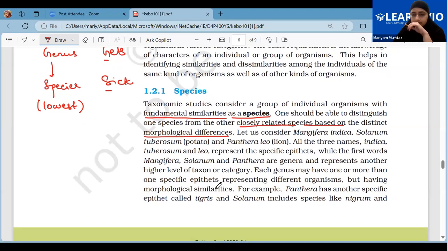Now see this. Let us consider Mangifera indica. This is your mango. Solanum tuberosum is the scientific name of potato. Then Panthera leo is the scientific name of lion. Now, all three names, indica, tuberosum, and leo, represent the specific epithet, while the first word, that is Mangifera, Solanum, and Panthera, is the genus name, right? Amongst them, do you see any similarity?